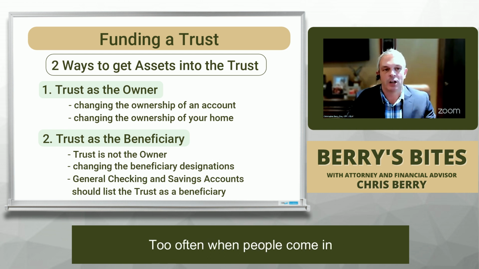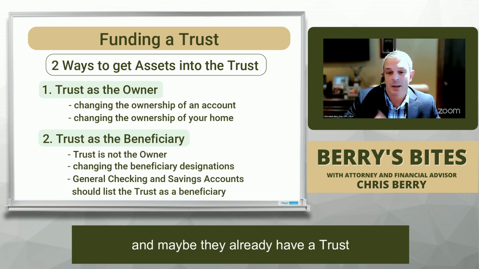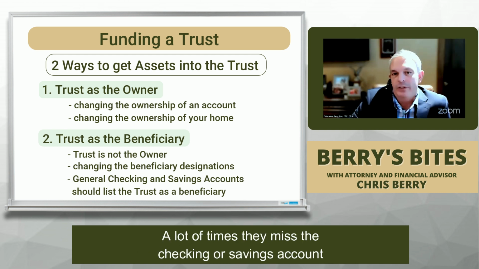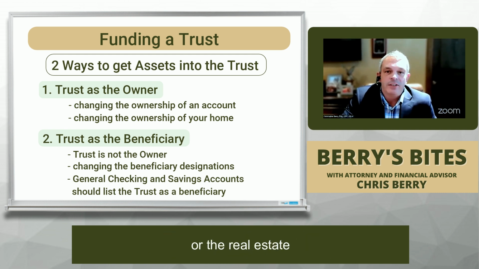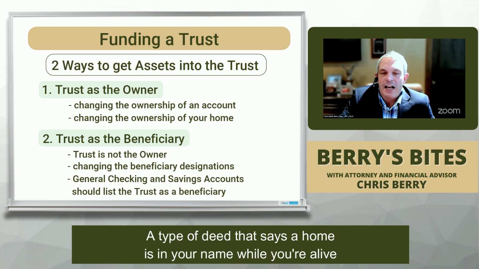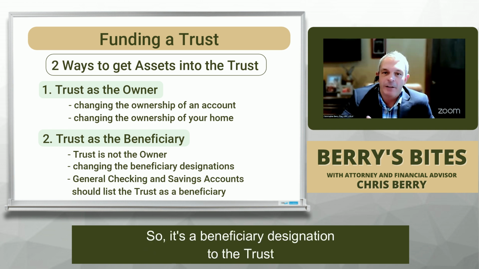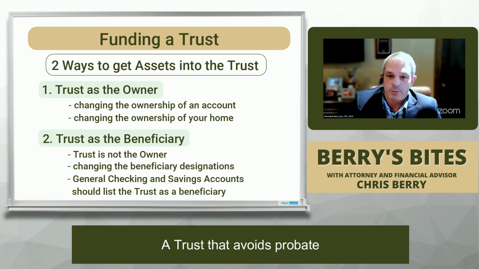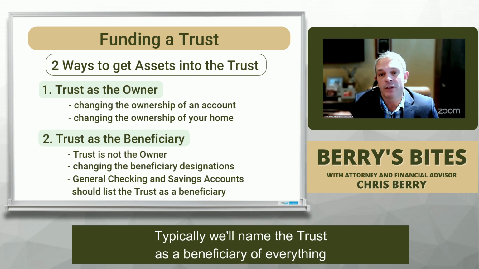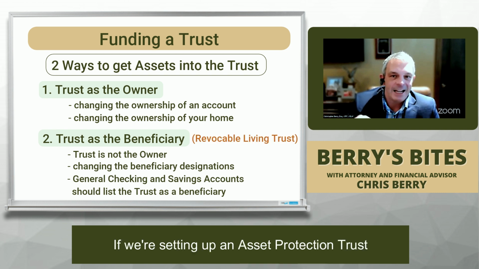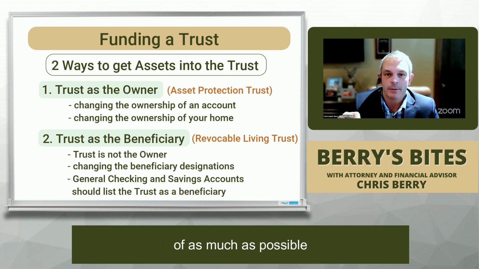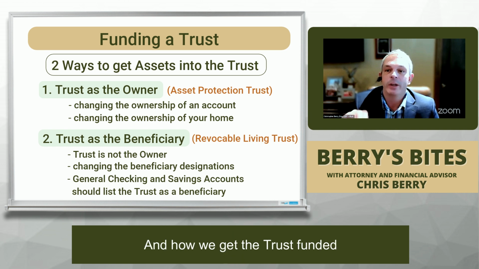naming the trust as a beneficiary. Too often when people come in and they sit down with one of us, and maybe they already have a trust, but we review the funding of the trust, a lot of times they miss the checking or savings account, or they forget about the house or the real estate. A lot of times we'll do what's called a ladybird deed, a type of deed that says the home is in your name while you're alive, but upon death, it goes into the trust. So it's a beneficiary designation to the trust. So when we set up a revocable living trust, a trust that avoids probate and controls the distribution, typically we'll name the trust as a beneficiary of everything. If we're setting up an asset protection trust like a castle trust, we want the trust the owner of as much as possible. It's a distinction between the two types of trusts and how we get the trust funded.